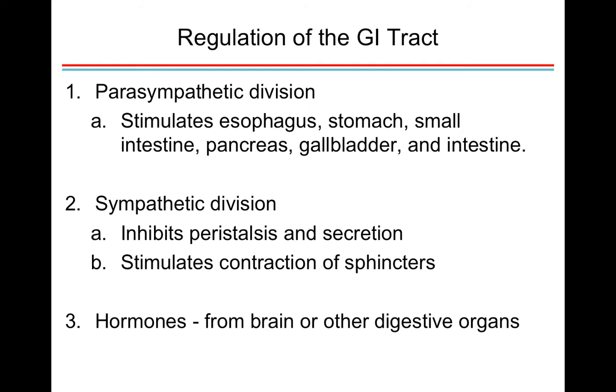The sympathetic nervous system, which triggers the fight or flight response, for example, in reaction to an emergency, inhibits peristalsis and secretion. It also stimulates contraction of the sphincters through the GI tract to reduce digestion and focus on giving blood to the skeletal muscles and heart, so then you can get away from this emergency situation. And then hormones also play a role in regulating the GI tract, and we'll talk a little bit more about that later. So the next topic is from mouth to stomach.